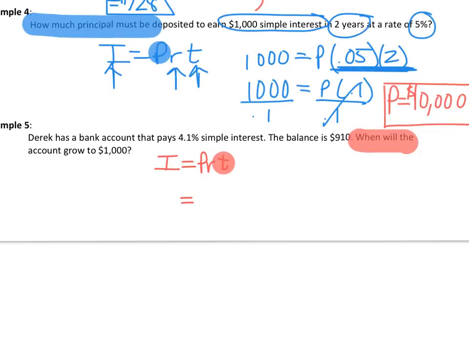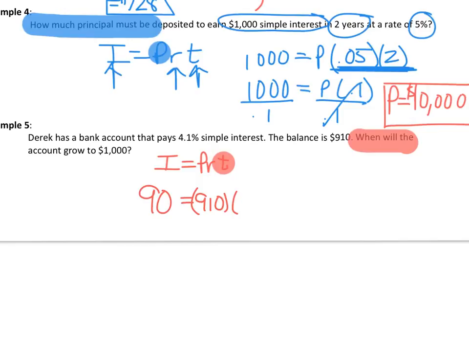Now, if they had $910 and they want to know when it goes to $1,000, you have to be able to look at that and ask, how much interest did they accumulate? If I had $910 and I want $1,000, the difference between those is 90. If I already have 910 and I want to see when it gets to 1,000, then the interest that has been accumulated is only $90. Because 90 and 910 make 1,000.